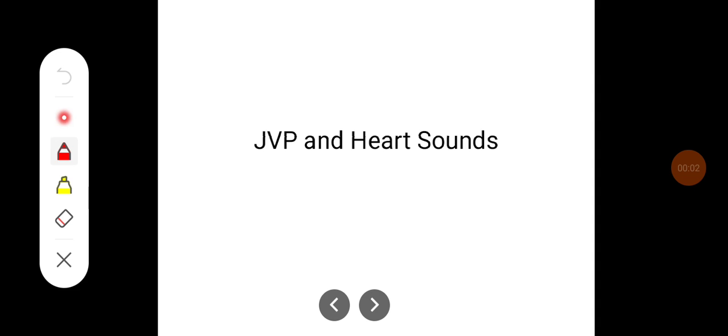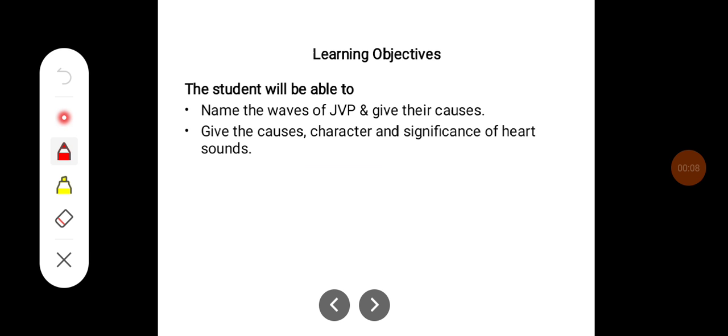Hello everyone. In this class, we'll try to learn about jugular venous pulse and heart sounds. The learning objectives of this class would be to name the waves of JVP and give their causes, and give the causes, character and significance of heart sounds.